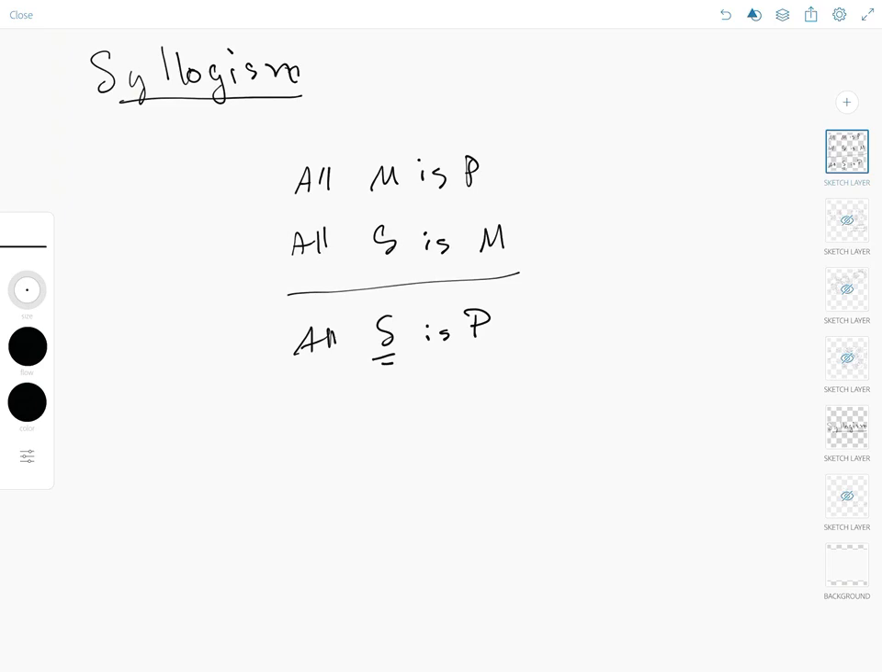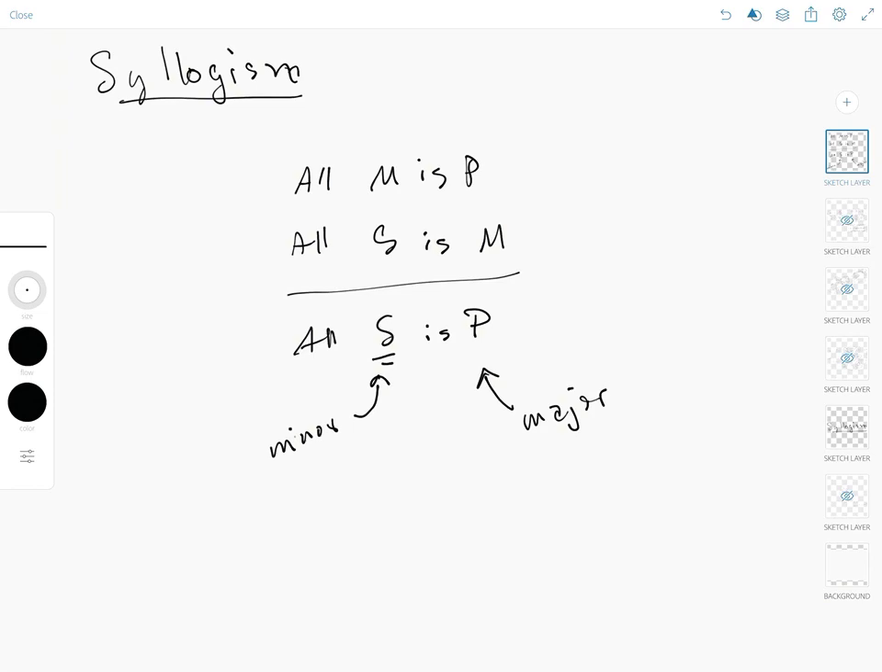So look at the subject term of the conclusion of this argument form. The subject term is called the minor term. So that's the minor term. The predicate term of the conclusion is called the major term.